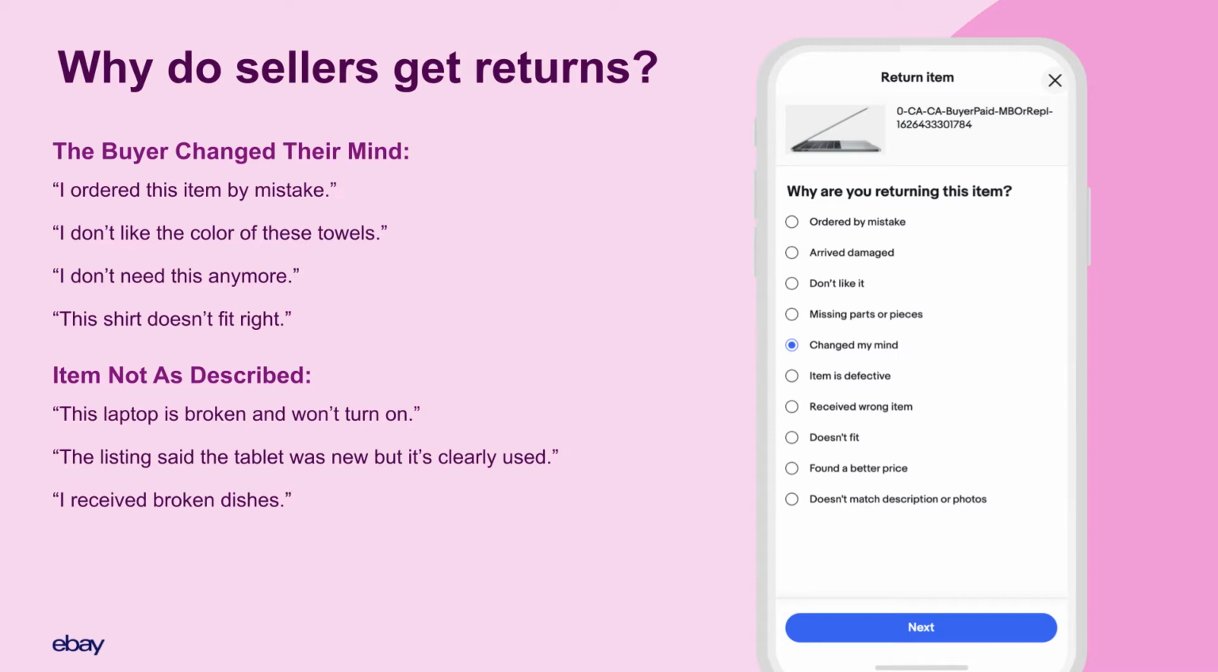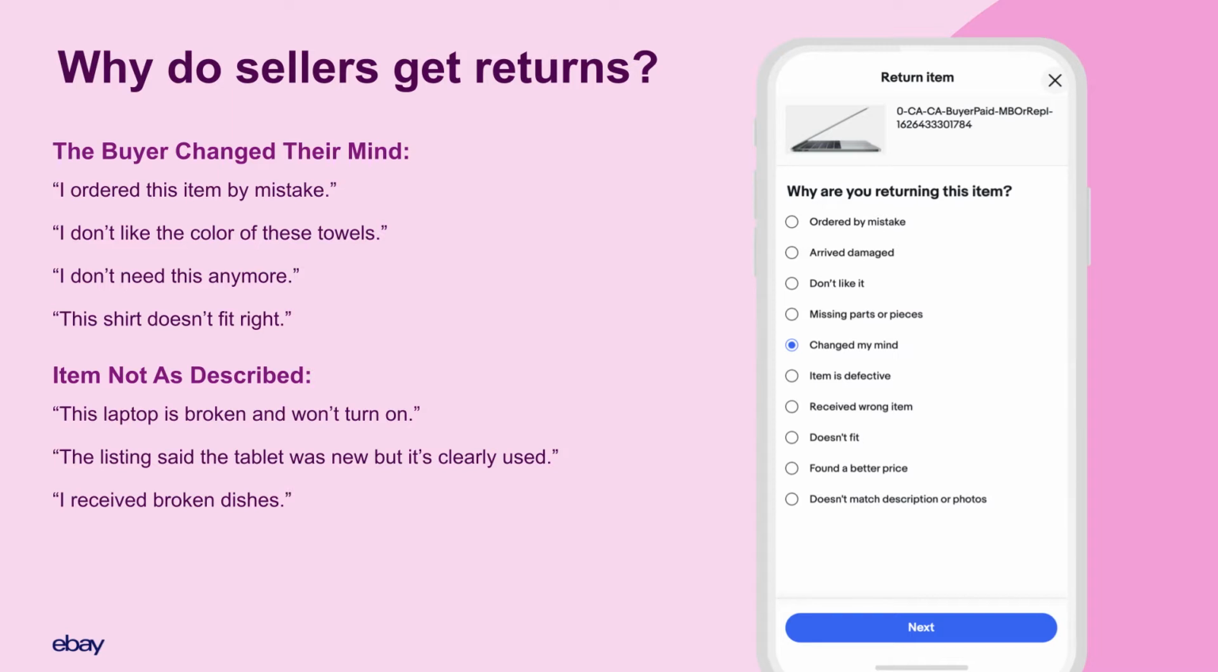Number one, the buyer changed their mind. This is very simple. There are examples below this. They ordered an item by mistake. They don't like it. Very common in fashion. The item doesn't fit right. We call these remorse returns.